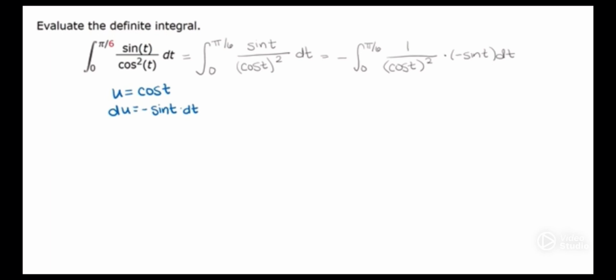And so now that we've established this, we can go ahead and replace our values with their respective symbols. So we will have negative integration of 1 over u squared times du. And now that we've gotten to this point, we can start calculating our new limits of integration.